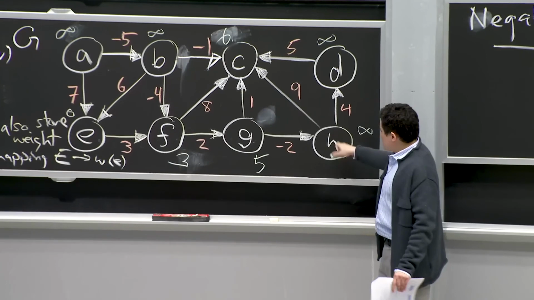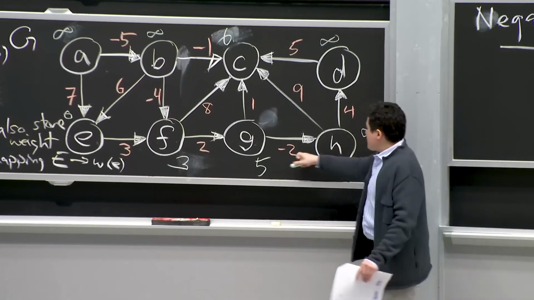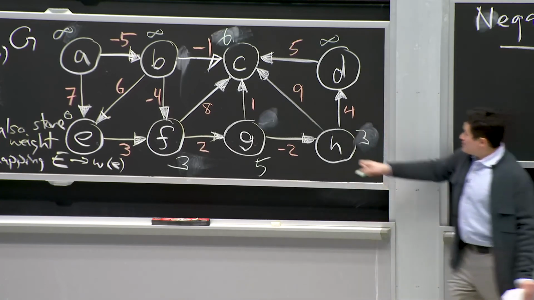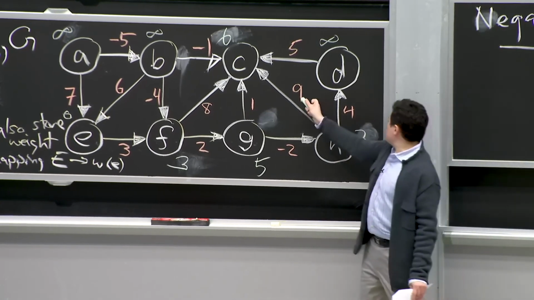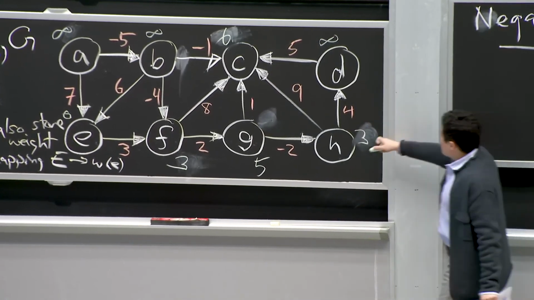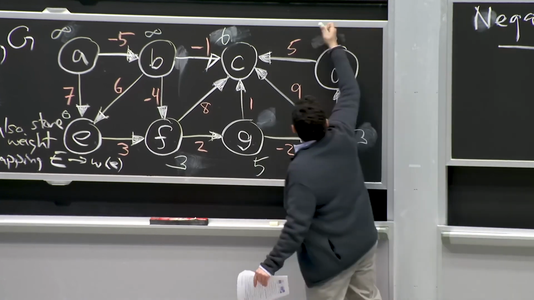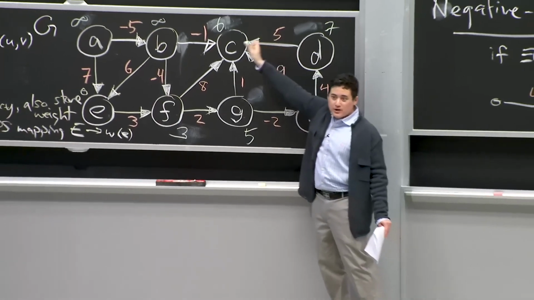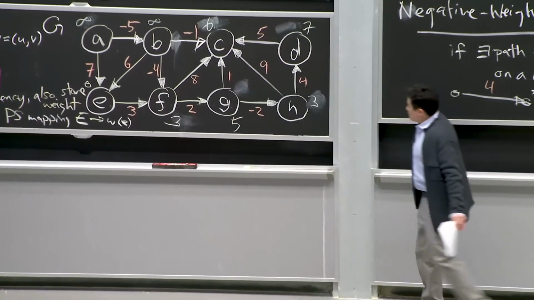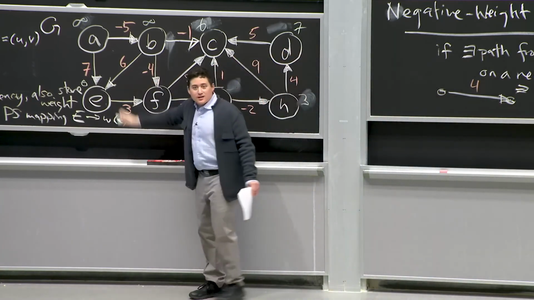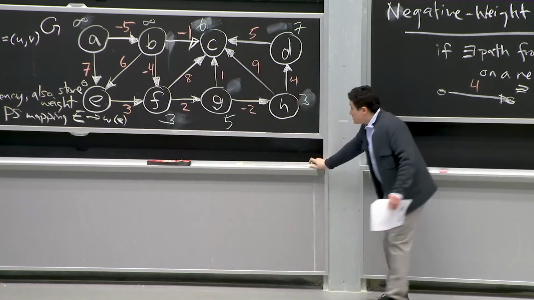Here, we haven't visited before. It's still infinity, so 5 plus minus 2 is 3. This is the next in the topological order. 3 plus 9 is bigger than 6, so that's not a shorter path. 3 plus 4 is certainly smaller than infinity, so set that equal to 7. Then 7 plus 5 is also bigger than 6. And you can confirm that these are all the shortest path distances from E. So this algorithm seems to work. Does it actually work?